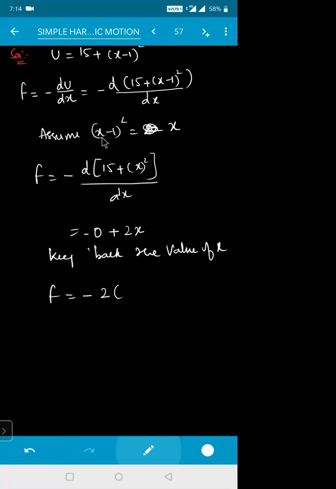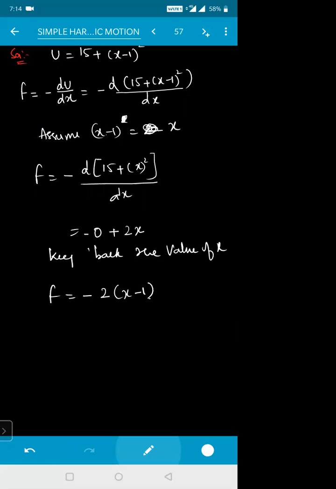If I differentiate this total (x minus 1) whole square, what will be the answer? 2x only. This complete x minus 1 I'm assuming as x. Already it has a square, so it is x square, and differentiation of x square is 2 into x. Now keep back the value of x, which is x minus 1. So it is minus of 2 into (x minus 1), which is the value of force.